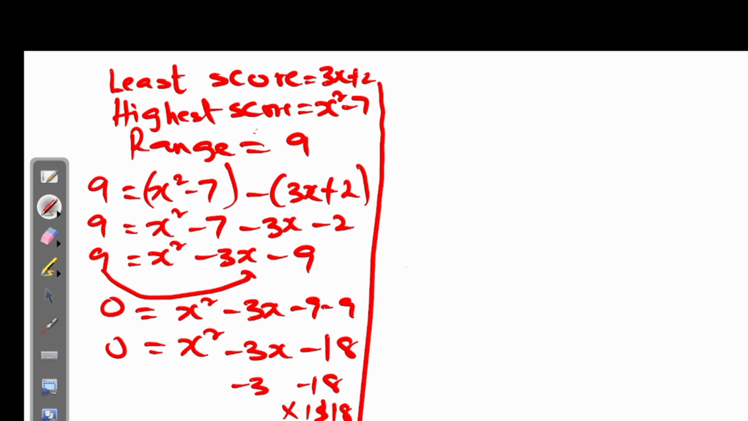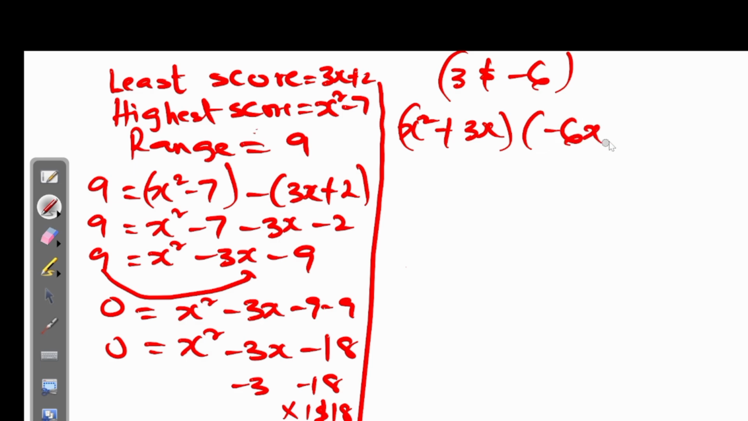Let's try this. 3 plus 6, 9. 3 minus 6, minus 3. So the minus is in front of 6. 3 and minus 6, because 3 times minus 6 is minus 18. Then 3 plus minus 6 is minus 3. So we have x squared plus 3x, then minus 6x minus 18 is equal to 0.